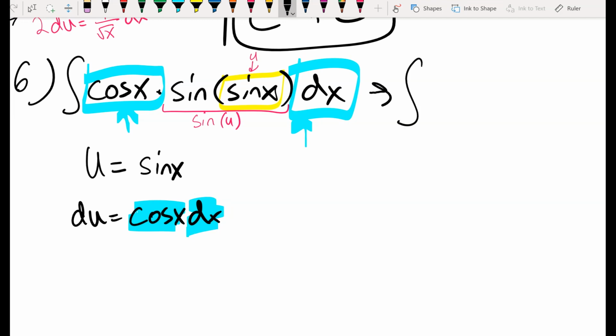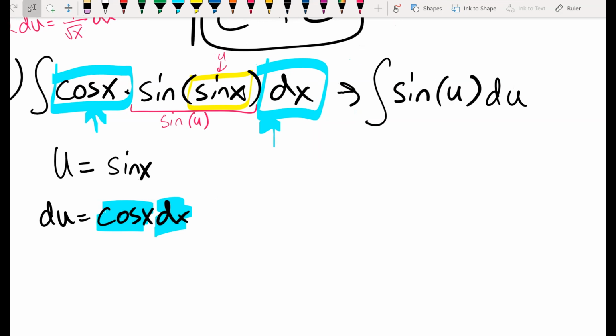So this is just the integral of, I've still got a sine function of u, because I made u that stuff in yellow, times du. And du is just all that stuff in blue, cosine x dx. Well, this is 1,000 times simpler to worry about. The integral of sine is negative cosine.